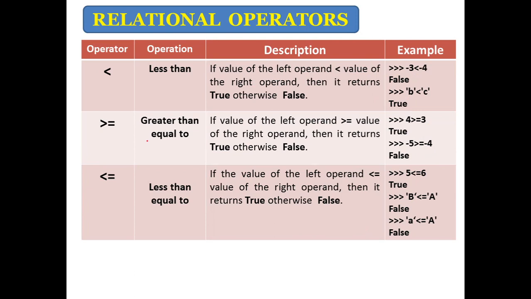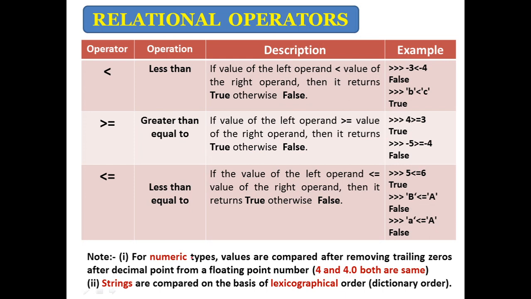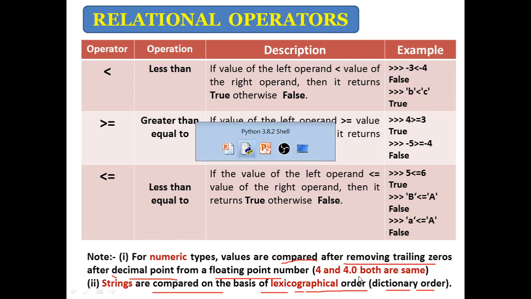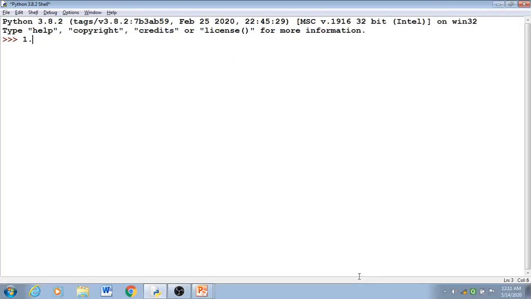Now, other relational operators are less than, greater than, equal to, less than or equal to, giving true or false. You see it everywhere. Now the rule is, for numeric types, values are compared after removing trailing zeros after the decimal part from a floating point number. That means 4 and 4.0 are both the same. Strings are compared on the basis of lexicographical order, that is dictionary order, and in the computer it follows ASCII order. Let's check. Is 1.0 equal to 1 true or false?